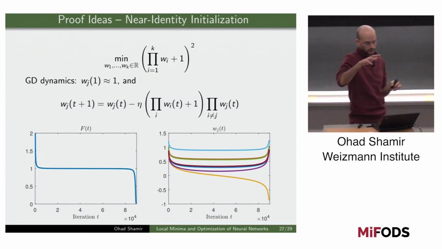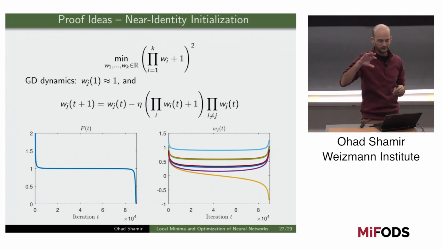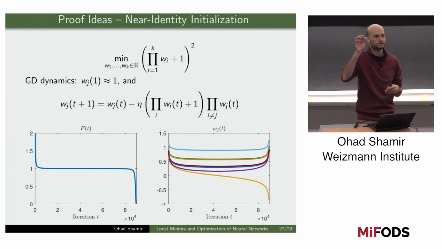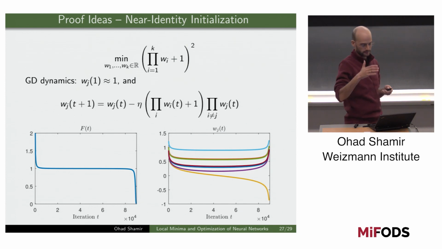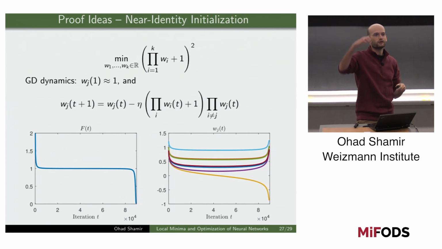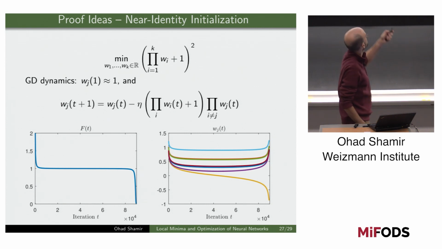So you start with each W_i being 1 plus some small random number. And gradient descent wants to make this small. How do you make it small? You want to make this product be as close as possible to -1. So initially, all the W_i's decrease. But as they decrease, it means that their product becomes very, very close to 0. And this is exactly this intermediate phase here. So they all become very close to 0.